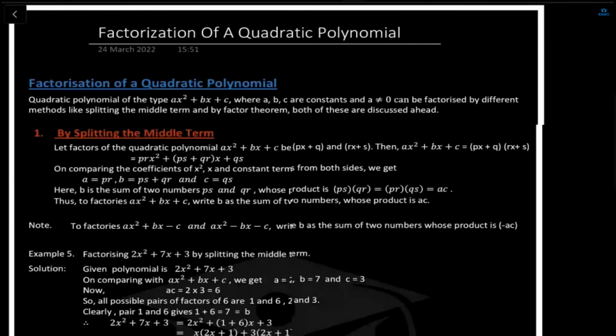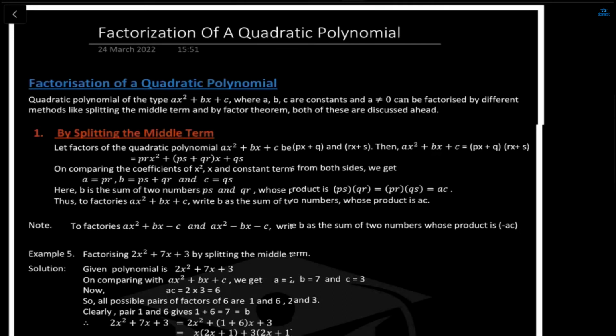Everybody knows what a quadratic polynomial is. The highest degree in a quadratic polynomial is 2. It can be written in the form ax square plus bx plus c, where the coefficient of x square is not equal to 0. That is a quadratic polynomial.